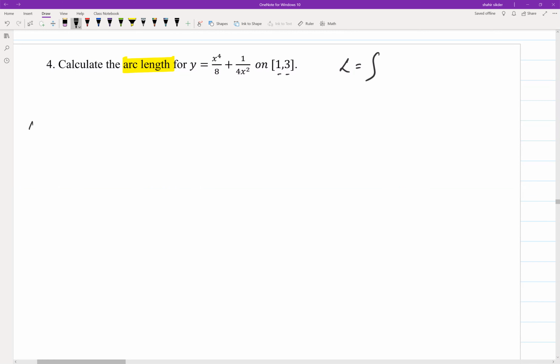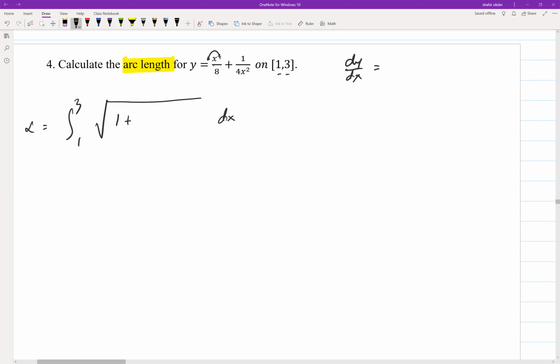So we can write arc length. We can do 1 through 3. Square root of 1 plus, we need the first derivative getting squared, dx. So let's go ahead and on the side calculate our first derivative. If y is this, dy over dx would be x to the 4.